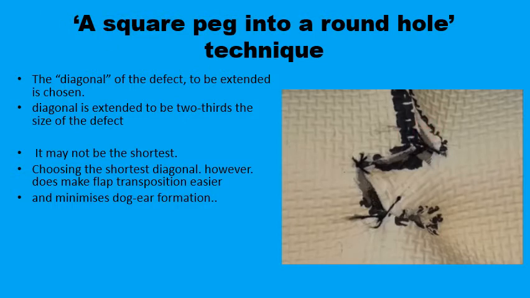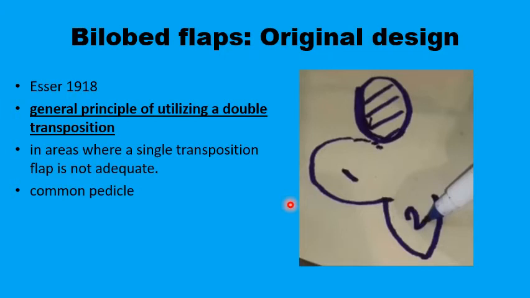be closed as well. The bilobed flaps were probably first introduced more than 100 years ago. Since then, the technique and the design have been modified in several ways, and the original design is rarely used nowadays. But it introduced the general principle of utilizing a double transposition flap.